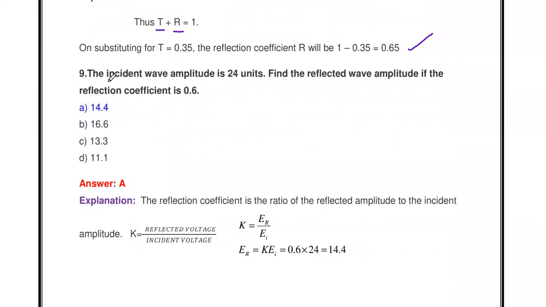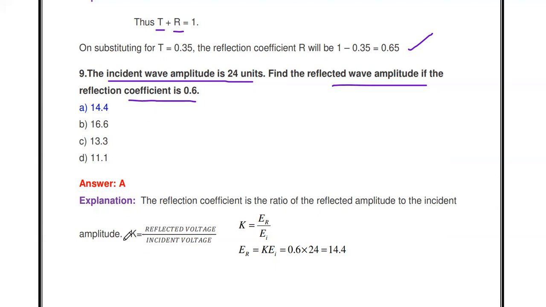The next one, the incident wave amplitude is 24 volt. Find the reflected wave amplitude if the reflection coefficient is 0.6. Okay, this is a 2 mark problem. So what are the data given? Incident wave amplitude is 24 volt. Reflected wave amplitude we have to find out. Reflection coefficient is given as 0.6.